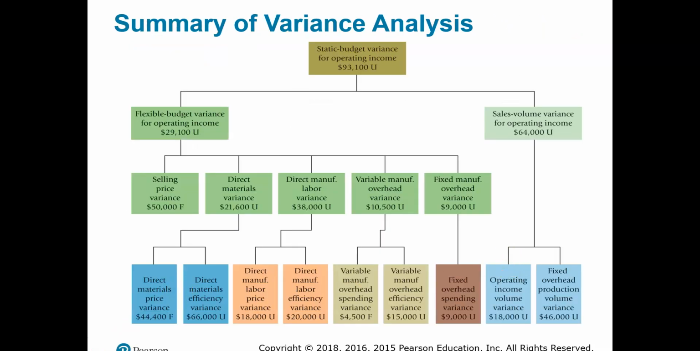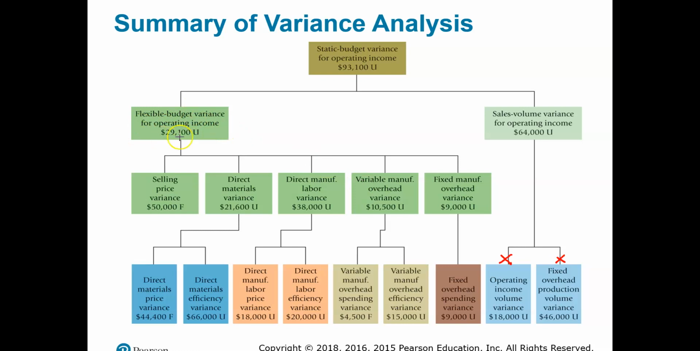And then we see that same variance over here, right there. So now we see the variance analysis for the whole thing, for all the different components of manufacturing. We have our static budget variance, which is broken down into our flexible budget variance and our sales volume variance. Sales volume variance, as we just discussed, is broken down further into operating income volume variance and fixed overhead production volume variance. Right there.